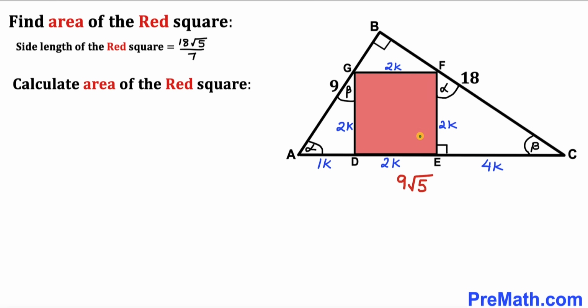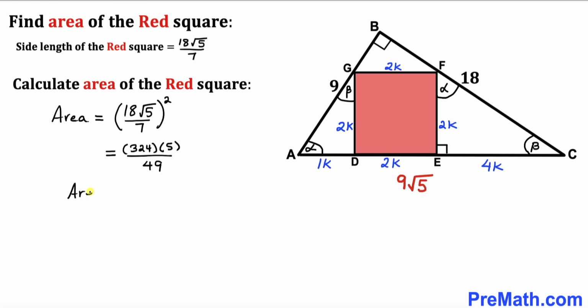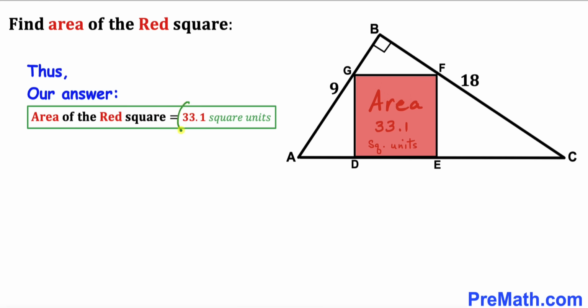Let's go ahead and calculate the area of this red shaded square DEFG. And now let's recall the area of a square formula. Area equals S squared, where S represents the side length of the square. And in our case, the side length of this red square is 18 times square root of 5 divided by 7. So therefore the area of this red shaded square is going to be, I'm going to square this, 18 times square root of 5 divided by 7 whole squared. So if we simplify, that is going to give us 324 times 5 divided by 49. And if we simplify furthermore, the area of this red square is going to be approximately equal to 33.1 square units. So thus the area of this red shaded square turns out to be 33.1 square units.